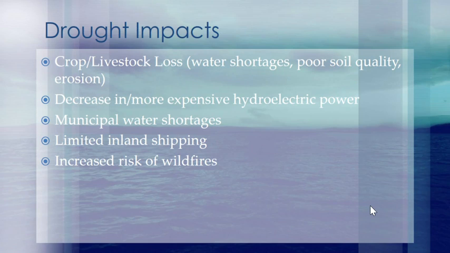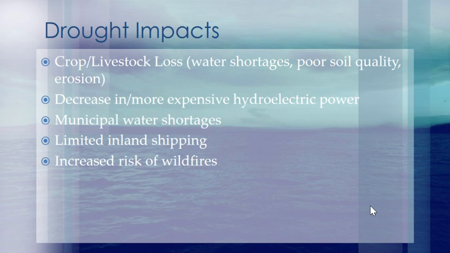We think about drought, well, it's not really that big a deal, but it actually is. The obvious thing is you have less recreation, you have lower water levels, you get crop and livestock loss, which is an economic problem caused by water shortages, poor soil quality, and erosion. But you can have some things that you might not have thought of, and that would be a decrease in or more expensive hydroelectric power, right, because that lower water level is going to be a problem if you're trying to generate electricity with a dam or something like that. You have municipal water shortages.